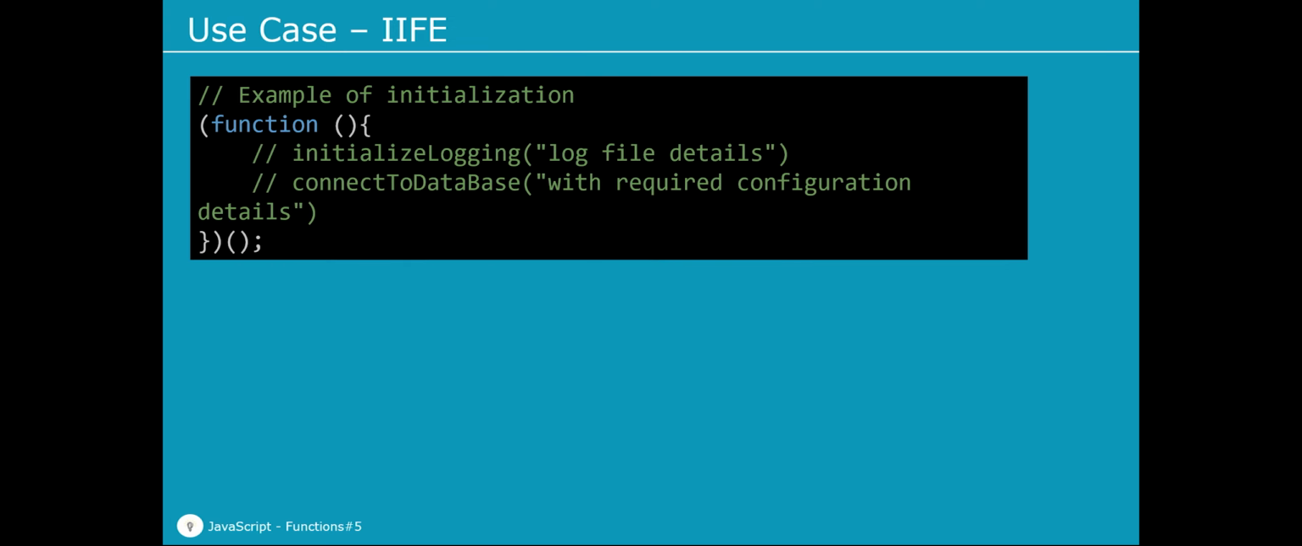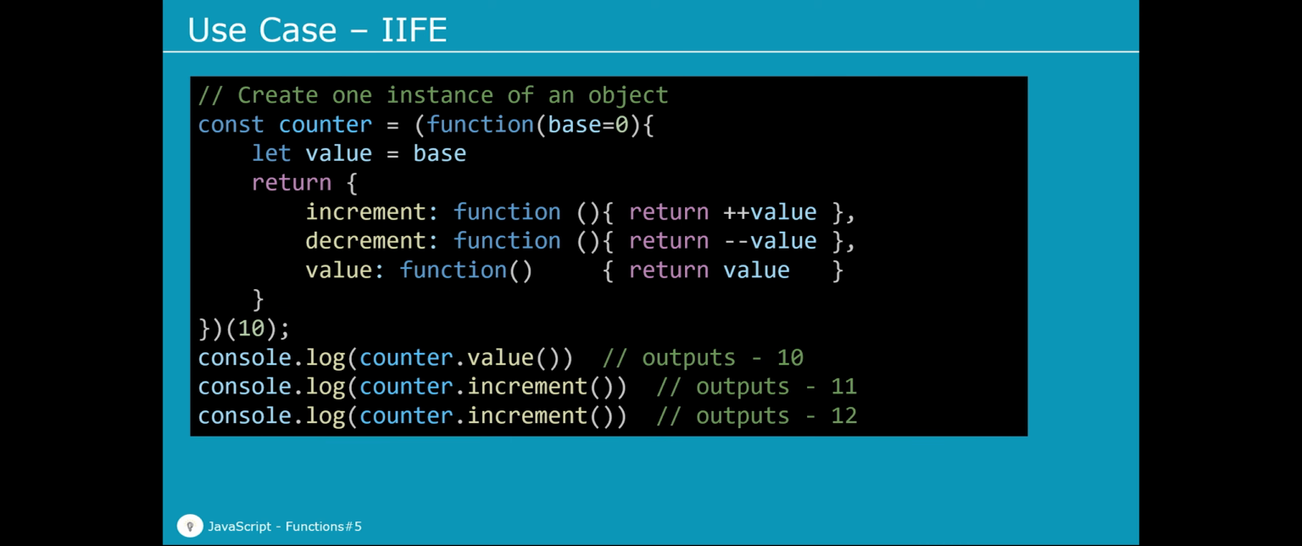In the second example, we can use an IIFE to initialize an application. This too can help in keeping the initialization code away from the application logic. In the final example, I'm showing how we can use an IIFE to create a single instance of an object. In this example, the IIFE initializes a counter and returns an object, and I can use its methods to manipulate the value variable. This is very similar to the first example which I showed a few minutes back. Since an IIFE executes only once, I will get one instance of the counter. And we can use this style to create a single instance of an object in our applications.